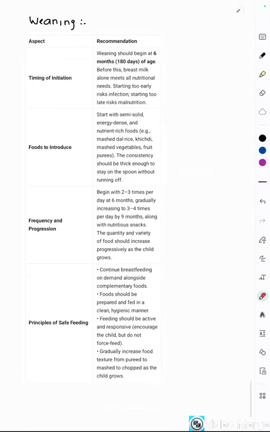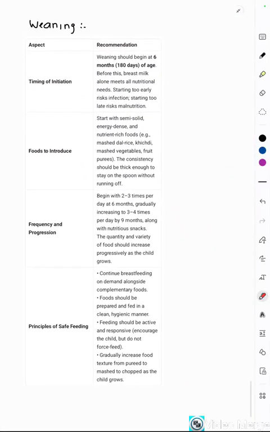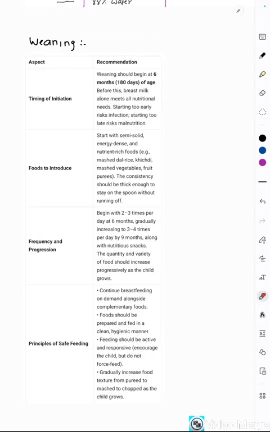Now talking about the next concept, it is called weaning. Weaning is also called complementary feeding. Complementary feeding should be started after 6 months, or it should begin at 6 months of age. It should not start too late, because that can lead to malnutrition. It should not start too early, because there are increased chances of infection.